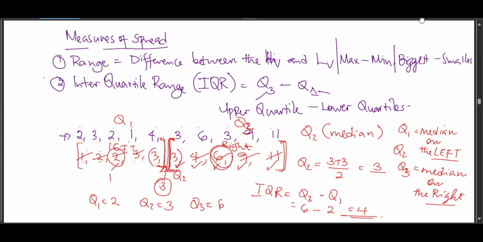That is the interquartile range. But if they asked for range, as we said, highest value minus lowest value, this would be 11 minus 1, and the answer would become 10. Let's look at the examples given.